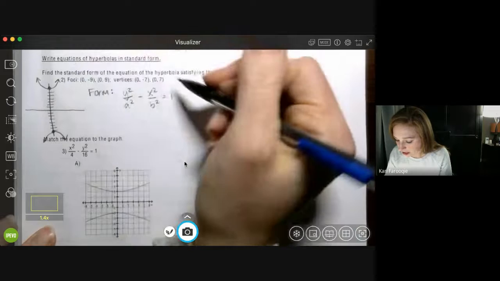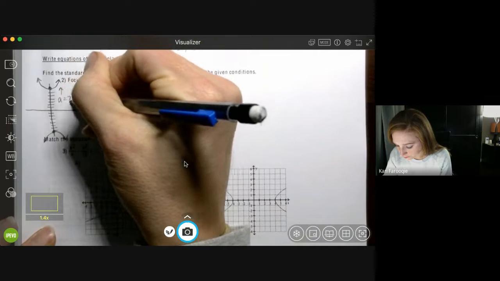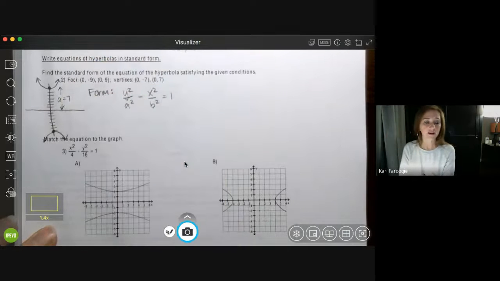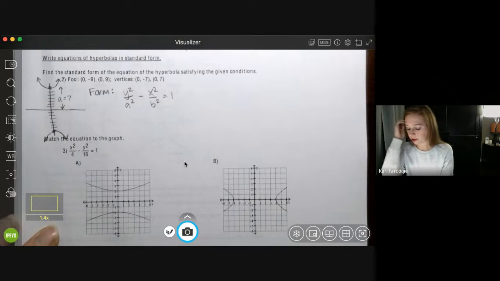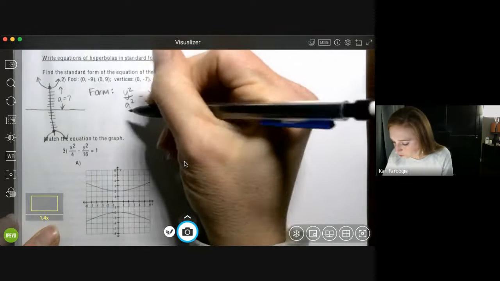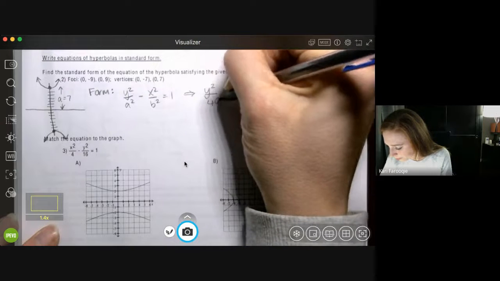Now, A is, of course, guided by wherever your vertex points lie. So we know that A, in our case, has to be 7, because that is how far your vertex point is from the center. Either one of them, it doesn't matter which one you're looking at. So we're 7 units away, A units away, gives you a vertex point. So A squared is 49. So we can start to fill this out.